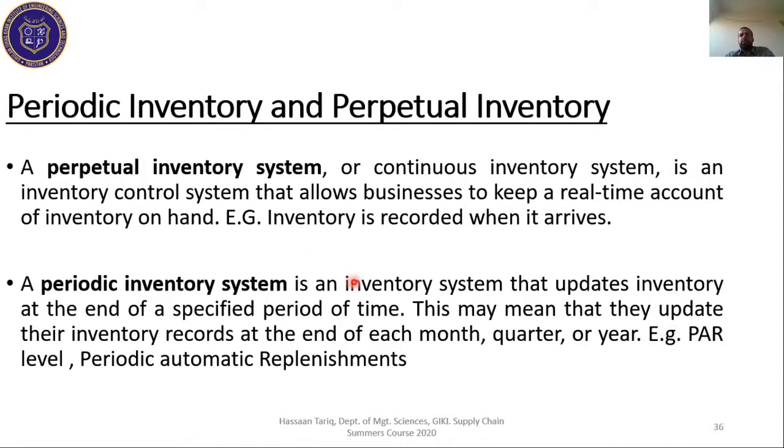The other part of inventory management is periodic and perpetual. Perpetual is more like a continuous inventory system. Once the inventory comes into your stock or store, you simply record it, and you simply subtract it from your records once it's gone out. This entire periodic and perpetual approach has been mostly replaced by automated systems.